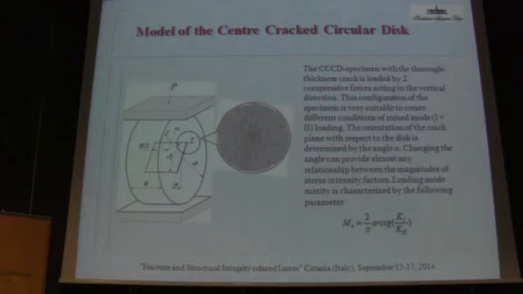Another problem which I would like to consider now is the effect of thickness on the out-of-plane constraint parameter. In this case, we will consider the model of a center cracked circular disc. This specimen is loaded by two compressive forces acting in the vertical direction. This configuration of the specimen is very suited to create different conditions of mixed mode, mode 1 and mode 2 loading. The orientation of the crack plane with respect to the disk is determined by the angle alpha.